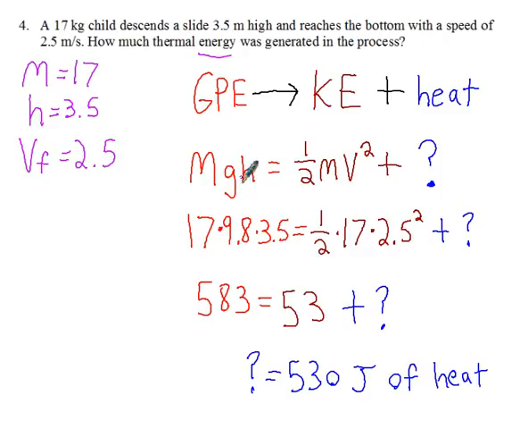So this represents the gravitational energy. This is the kinetic energy. When you crunch them, it turns out that most of that energy got wasted in the form of heat. Some of it converted into KE, but the majority of it went into heat as he went down. So you ended up generating 530 joules of heat.